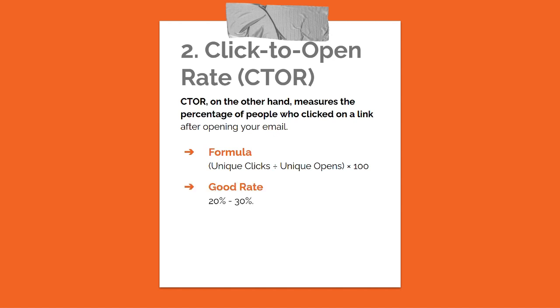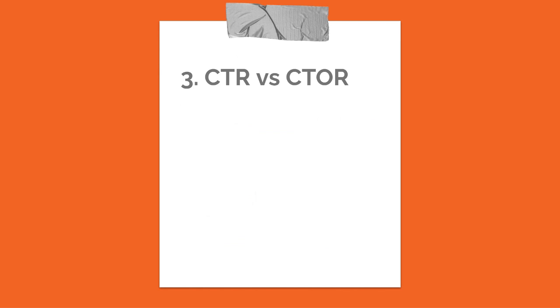Now, a good rate for a CTOR is 20 to 30%. Let's work through an example. If your email receives 100 clicks and 150 opens, this will give you a CTOR of 66%. So let's compare the two. Let's dive a little bit deeper and figure out the difference between the CTR and CTOR.